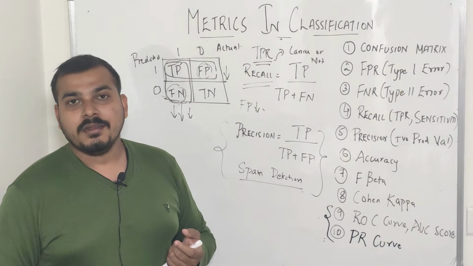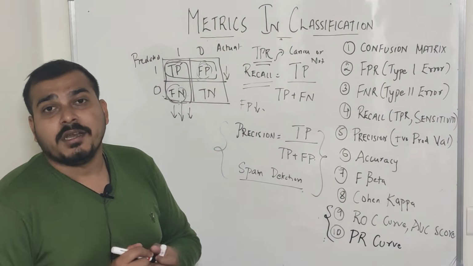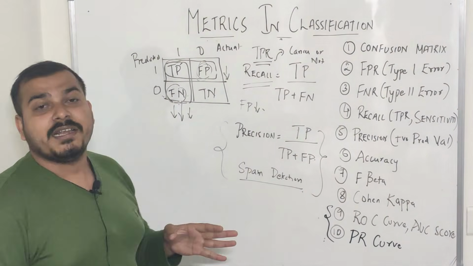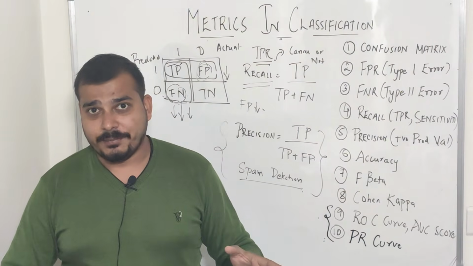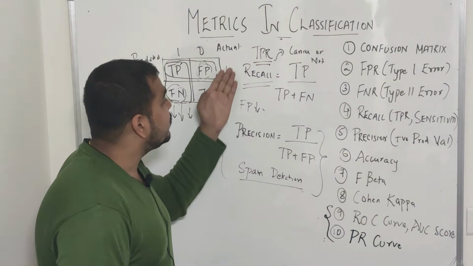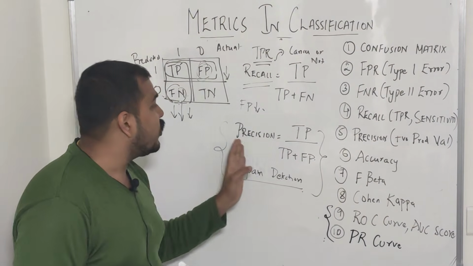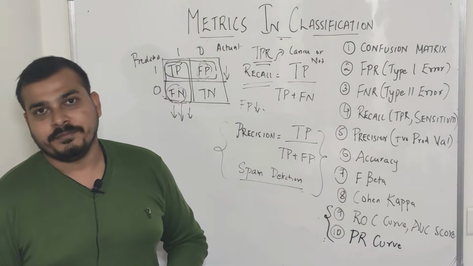Now I want to introduce you to something called F beta. Sometimes in some problem statements, guys, false positive and false negative both are very, very important, for example in an imbalanced data set. Both will be important. At that time we have to consider both recall and precision, and if you want to consider both, we basically use the F beta score.